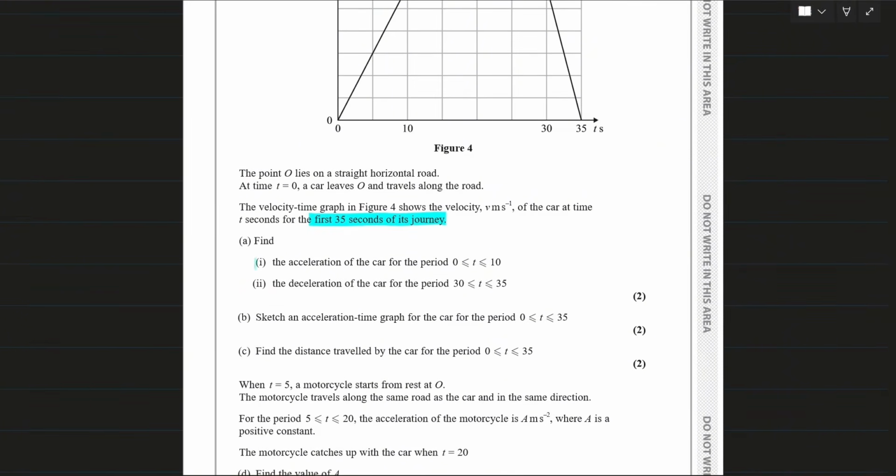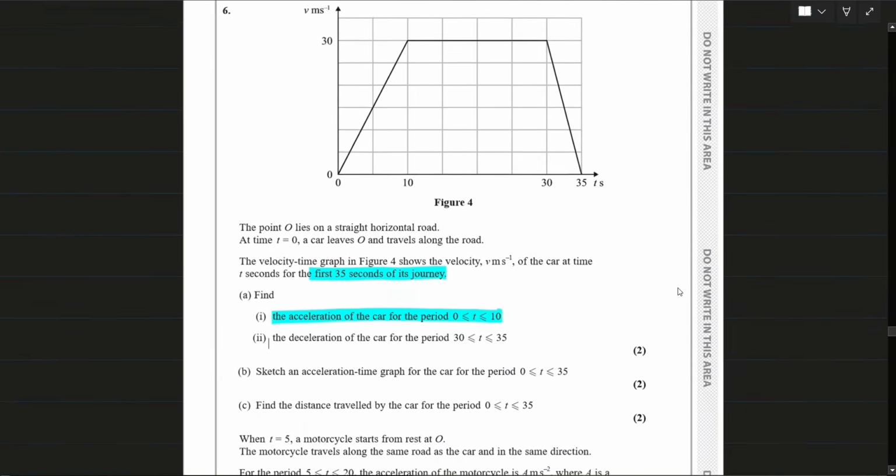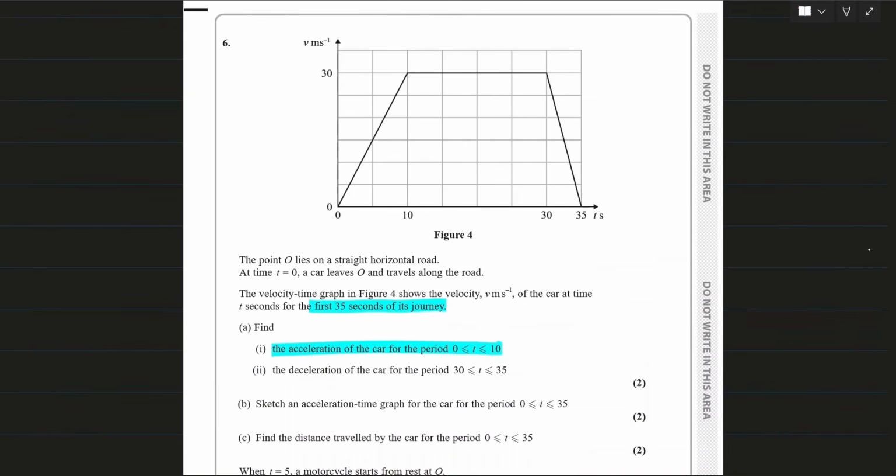Now for part A, we have to find the acceleration of the car for a period of 0 to 10 seconds. So we know that the gradient of the velocity time graph gives us the acceleration of the car. We see that within these first 10 seconds, the graph of the car is a straight line. We know that the gradient of the straight line is constant, so the acceleration is constant in this period. We also see that the gradient of this line will be positive. So from this, we can say that the acceleration is also positive. The car is increasing its velocity.